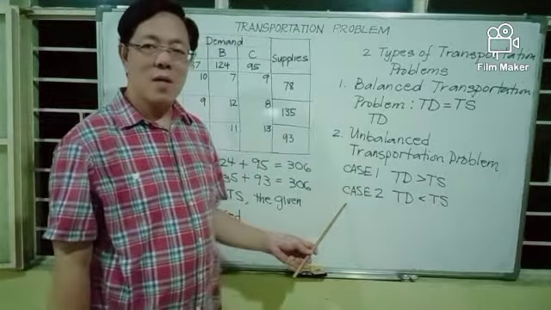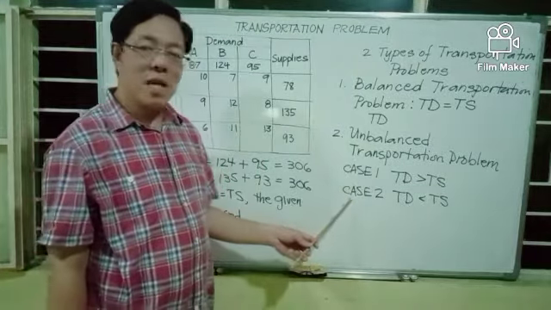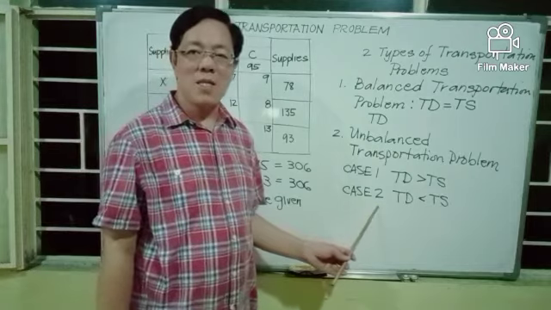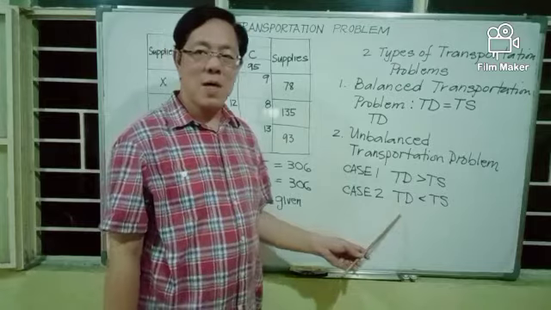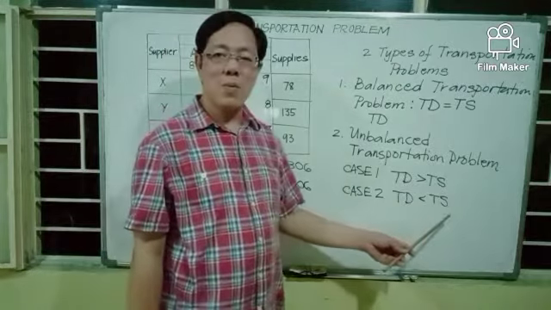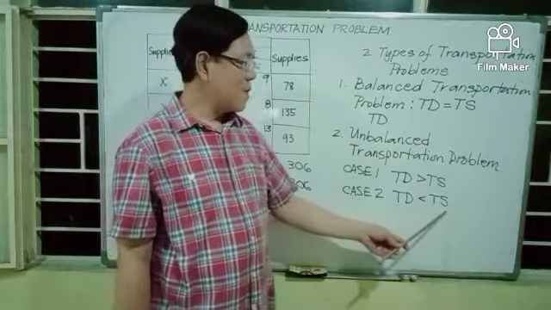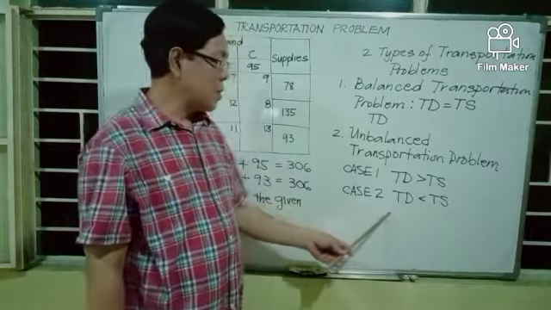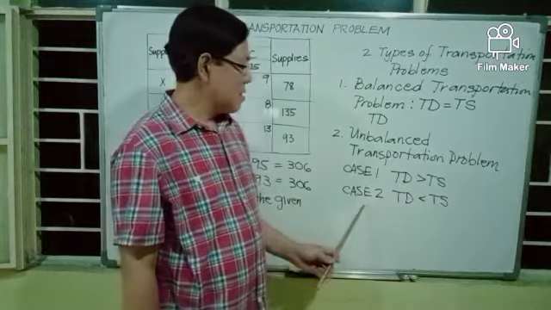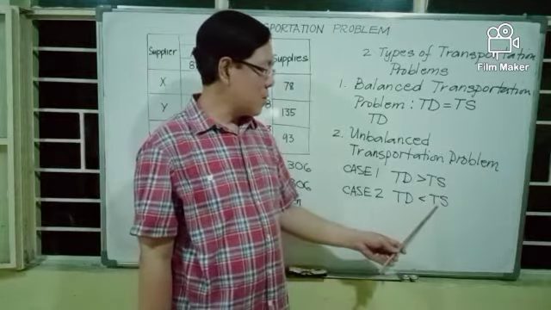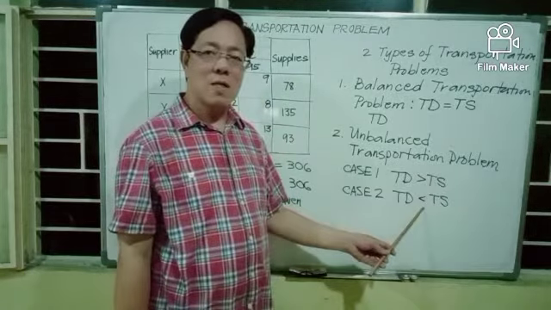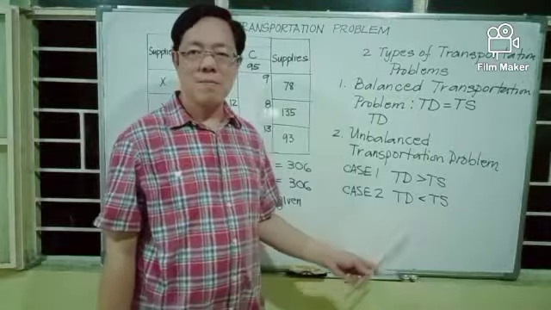The other way, or case 2 of unbalanced transportation problem, happens when the total demand is less than total supply. Or if you read from the right going to the left, the second case occurs when total supply is greater than total demand.